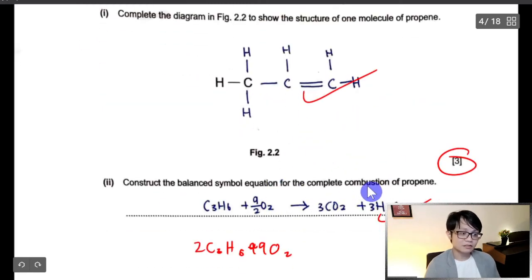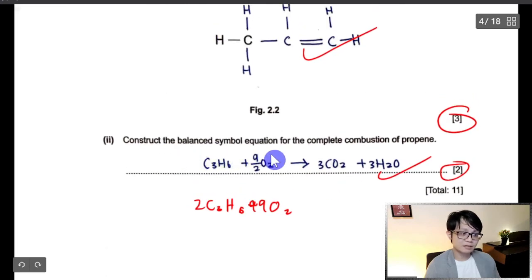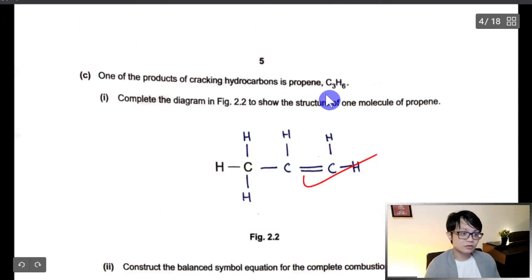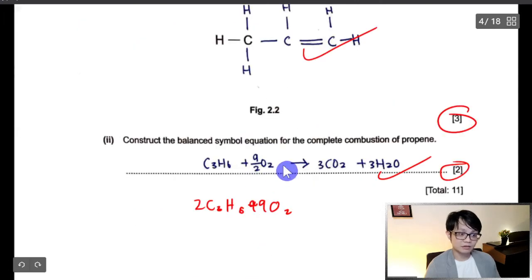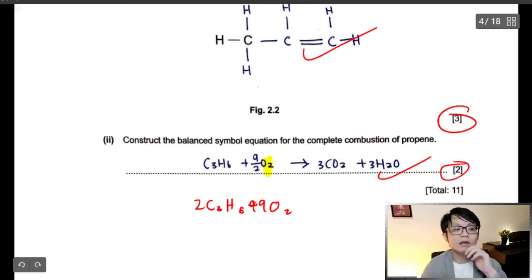Construct a balanced equation for the combustion. So C3H6, very simple, plus oxygen, I get carbon dioxide and water. Then I balance it. The last thing you want to balance is oxygen, because it only contains a single element. So that's the last thing you balance, which I think the student did a good job.